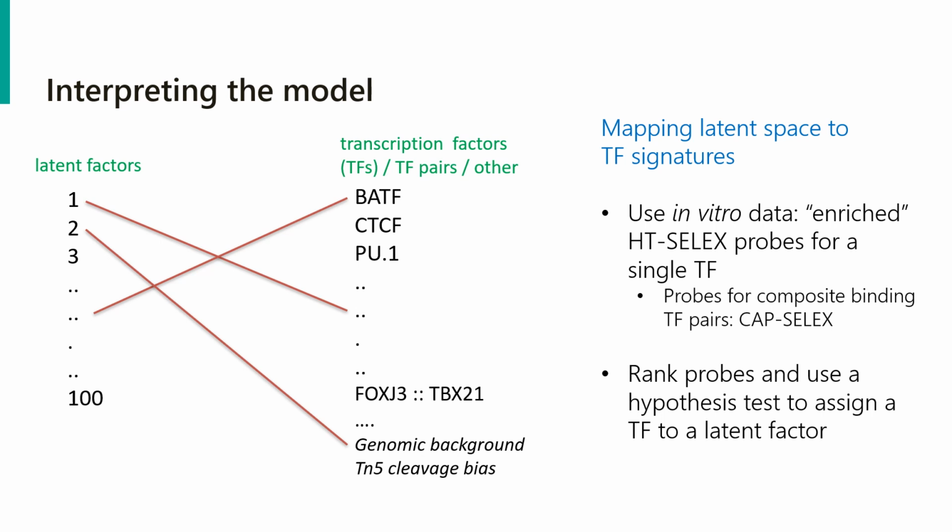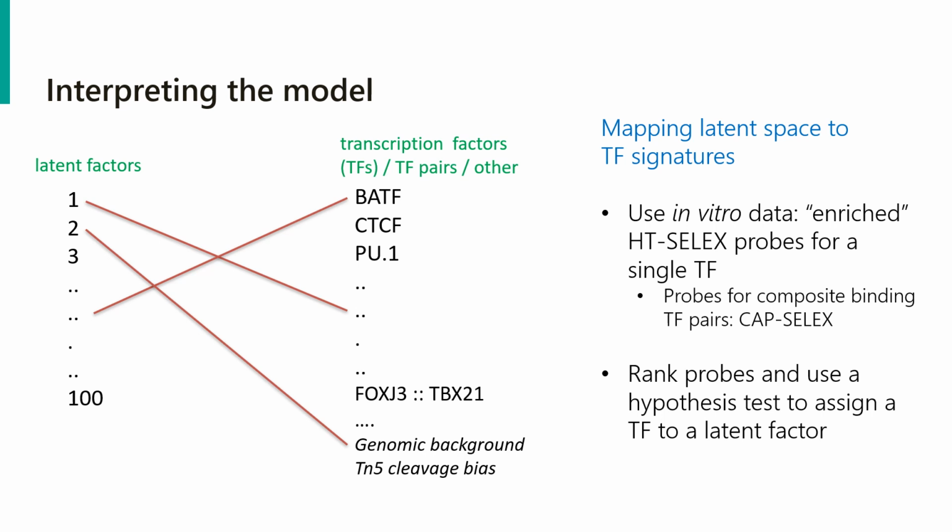In order to make the model more useful for downstream tasks, we show here how we interpret the latent space that is learned by the model. On the left-hand side are the latent factors, where there is one factor per latent dimension, and on the right-hand side here are the entities to which we want to map them, which are transcription factors or transcription factor pairs or other types of genomic signals such as genomic background, cleavage bias of the enzyme being used by the assay.